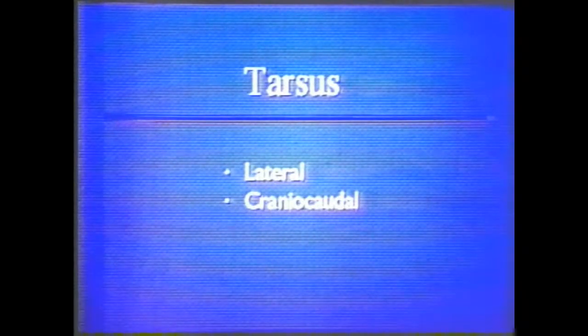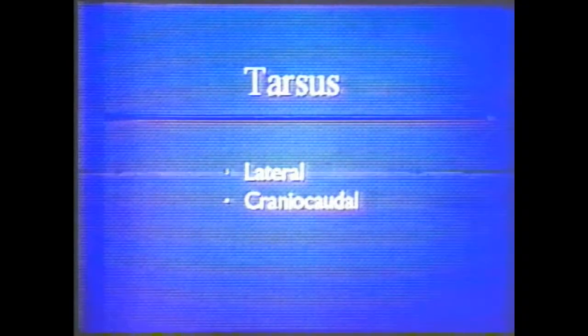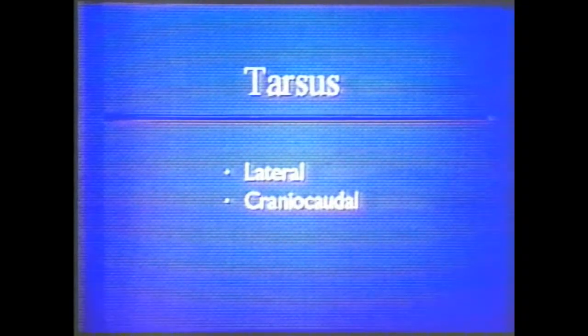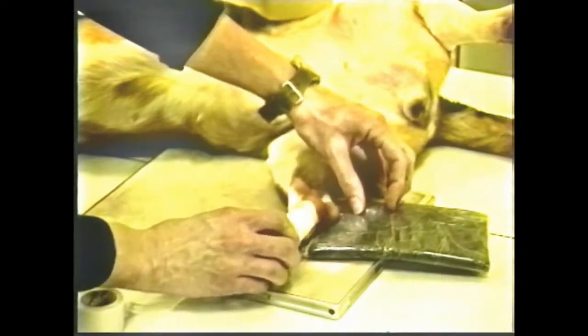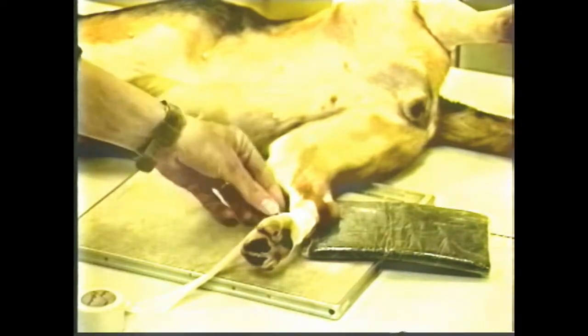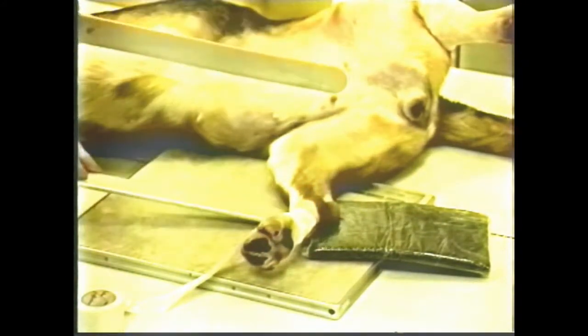With the tarsus, usually two views are adequate, the lateral and the craniocaudal. On this next demonstration, we will show how to do both a lateral and a craniocaudal view of the tarsus with a split film and keeping the anatomical parts going the same direction. The tarsal area is placed on the film.